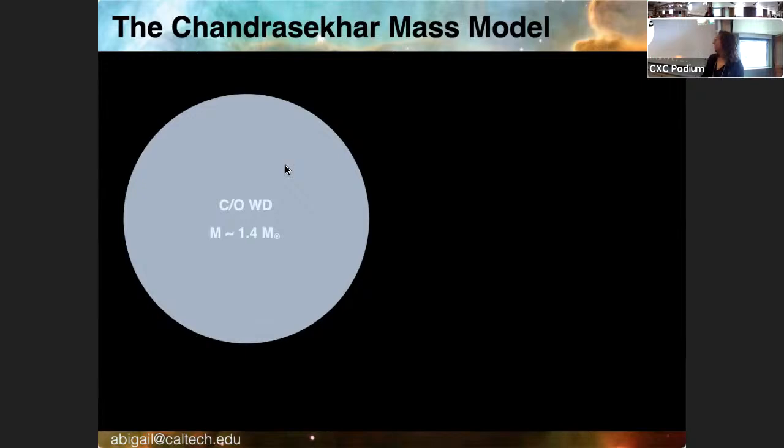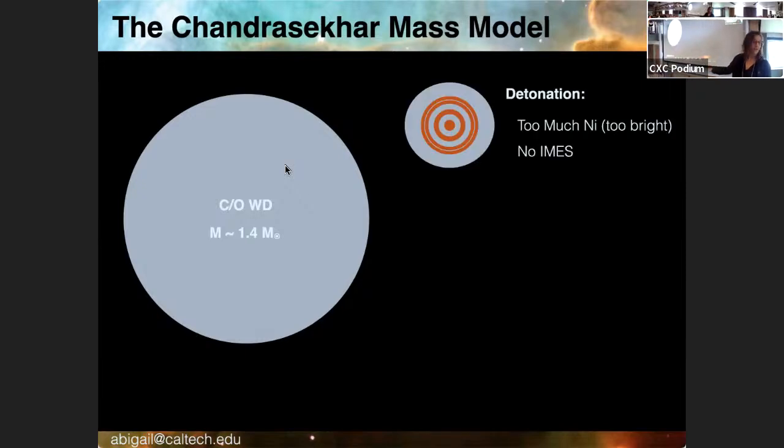So we've tried a couple things in order to blow these up and create a 1a. We've tried just detonating it at the center, but when you do that, you get too much nickel in the explosion. There are very few intermediate mass elements left. It doesn't look like a type 1a supernova. It's too bright to be a normal type 1a, and it's lacking things like silicon and sulfur that we need to be there according to the spectra.